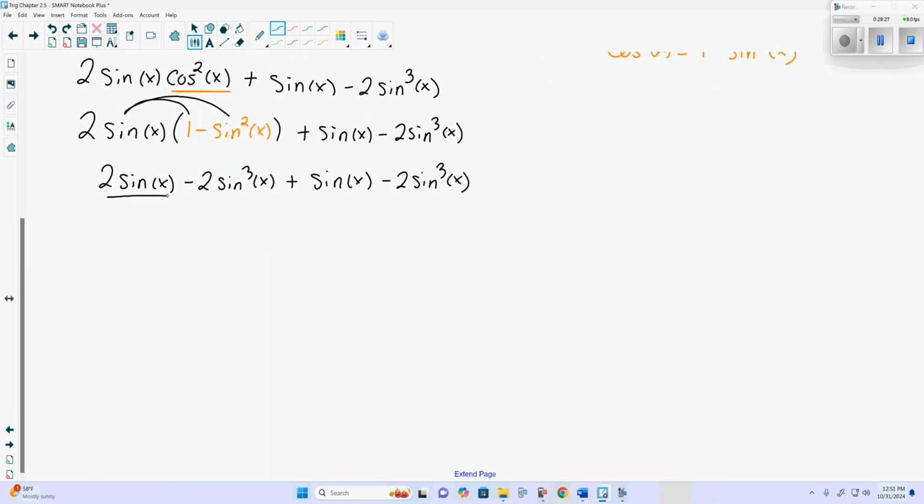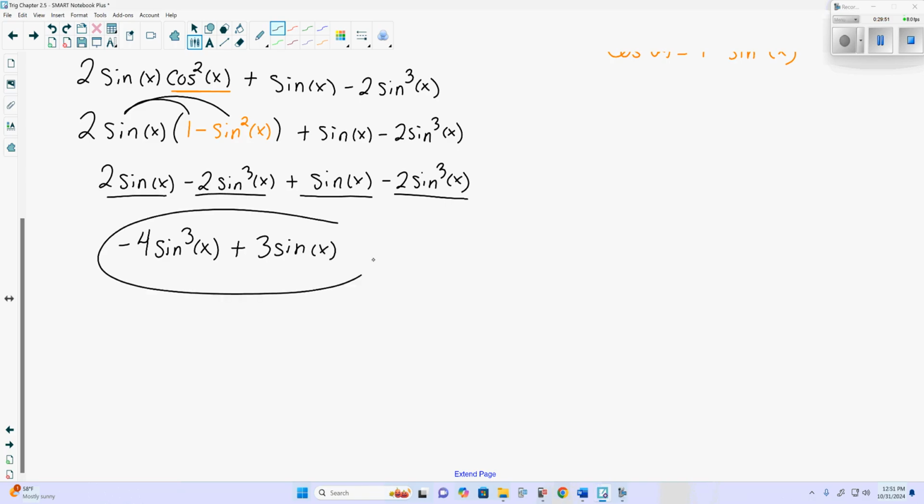Yep. 2 sine of x plus sine of x are like terms, negative 2 sine cubed, negative 2 sine cubed. Now we are going to put the sine cubed first for one main reason only. It has the bigger exponent, so it has to go first. So our negative 2 minus 2 is negative 4 sine cubed. 2 sine of x plus sine of x is 3 sine of x. And that's it. So this here is just a lot of manipulating to get what we want. We'll finish this later.